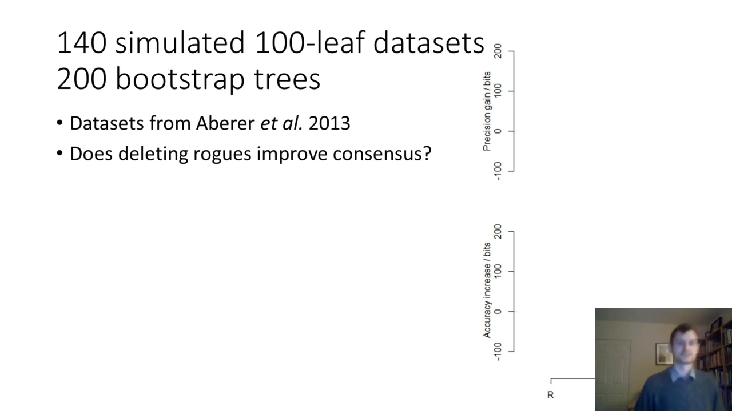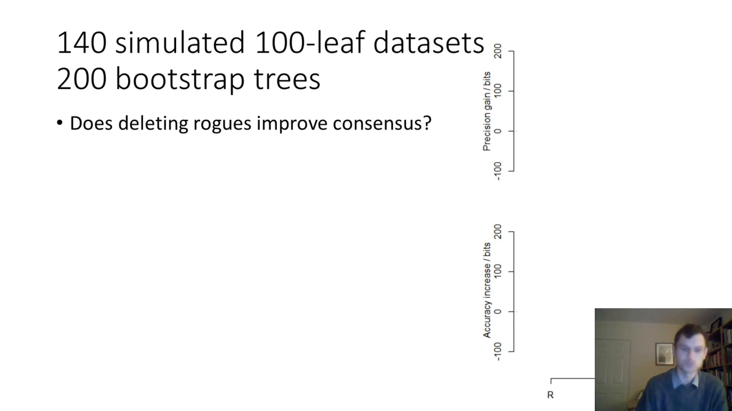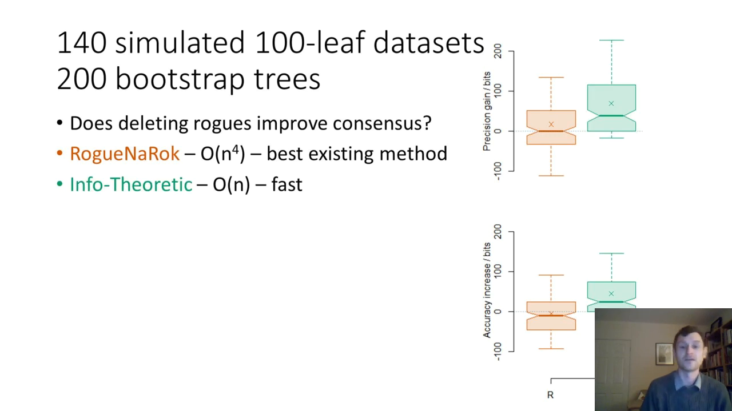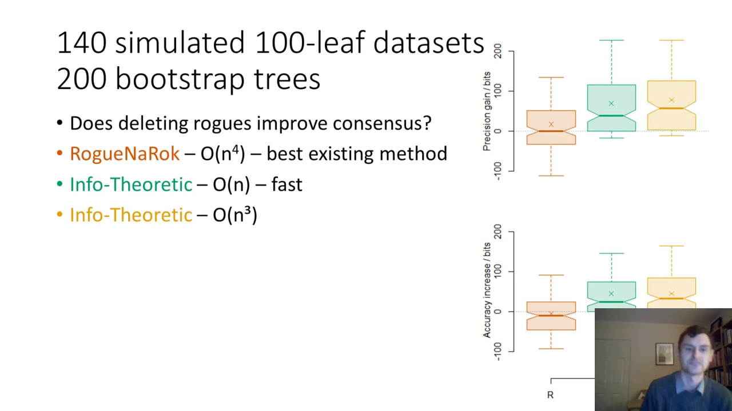Does this work in practice? Well, I took 140 data sets where Abera et al. used these data sets to test their Rogue-Narok method. They simulated 200 bootstrap trees from simulated genetic data sets with a known true tree, and asked the question, does deleting rogues improve the quality of a consensus? I've measured the precision and the accuracy here with Rogue-Narok, the best existing rogue detection method, my fast heuristic using my information-theoretic definition, and a slower heuristic modelled on the Rogue-Narok approach.